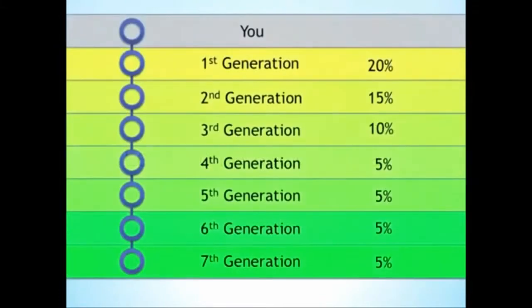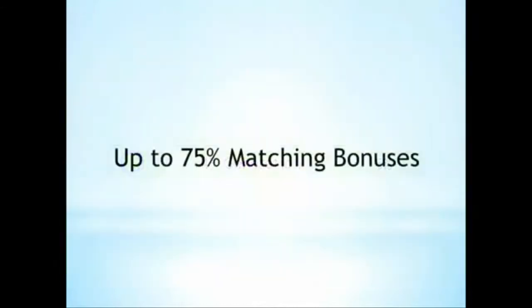Jeunesse pays matching bonuses on 7 generations. The payout is 20%, 15%, 10%, and 5% on generations 4 through 7. There's even an option to increase your first generation up to 30% by acquiring preferred customers. In total, the Jeunesse Rewards Plan offers up to 75% matching bonuses. Okay, so what does this all mean?